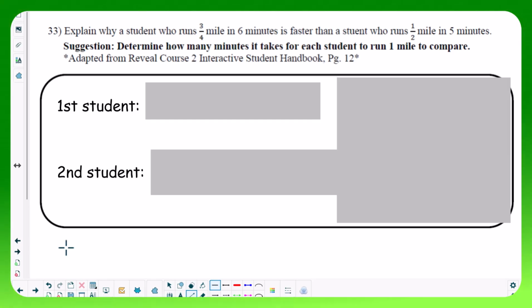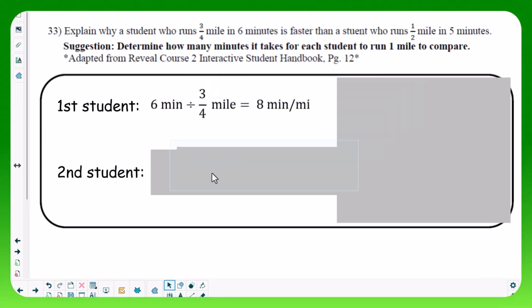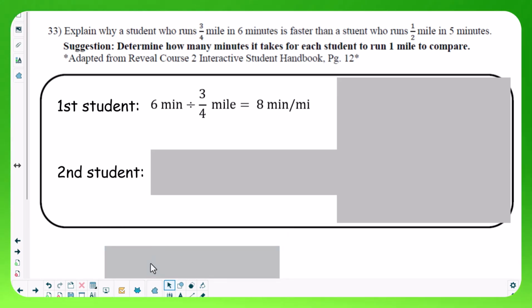But as we're looking at these two students, I personally think it's easiest to figure out how many minutes it takes for each student to run 1 mile, like how many minutes for every mile rather than miles per minute, because in a minute you're not running a full mile. So I would take your number of minutes. In the case of the first student, that's 6 minutes to run 3/4 of a mile. So I took 6 minutes, divided by 3/4 mile. I was able to determine that it takes that first student 8 minutes to run a mile.